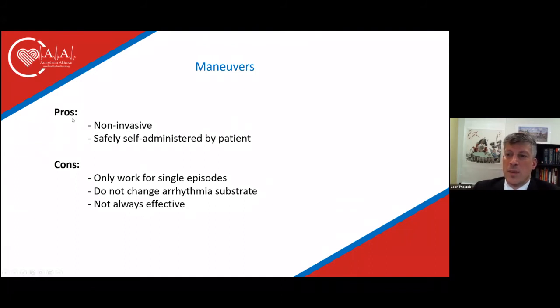The pros of these maneuvers include that they're non-invasive and can generally be self-administered safely by the patient. The cons include that these maneuvers only work for single episodes and do nothing to change the physical substrate in the heart that's responsible for the arrhythmia. And it's possible that these maneuvers are not effective; sometimes they work for people in some episodes and not others, or they work for a patient for a given period of time and then stop working.